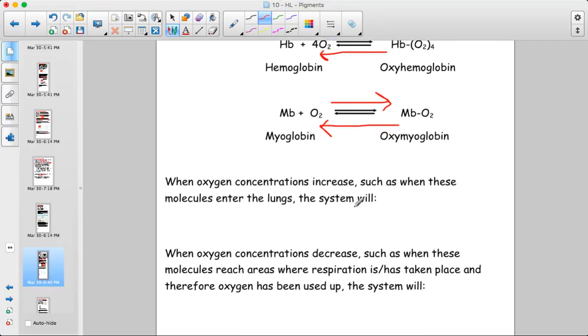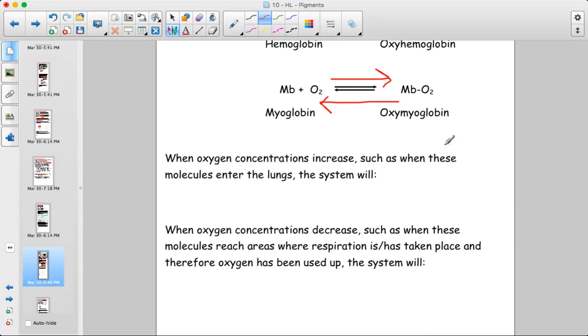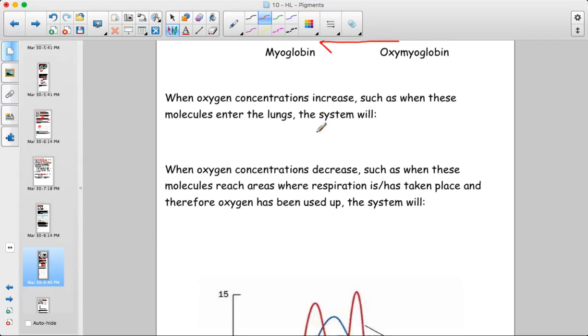So when you're in an environment like the lungs, where there's a high oxygen concentration, that's going to cause shifts to the right in these equilibria, which means that those proteins are going to bind up with lots of oxygen. And if you move out into the body where you're at a place where respiration has been taking place and the oxygen has been depleted, then the oxygen will naturally be released.